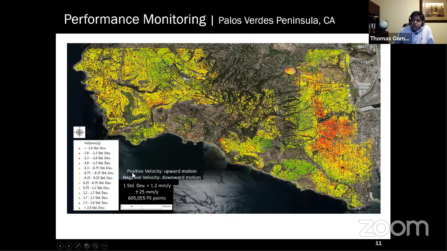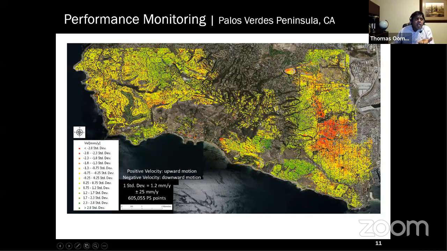Positive values, positive velocities, represent upward motion, and negative velocity represents downward motion. So any uplift occurring at the site is shown as positive, and any settlement or downward slope motions occurring are represented as negative velocities.